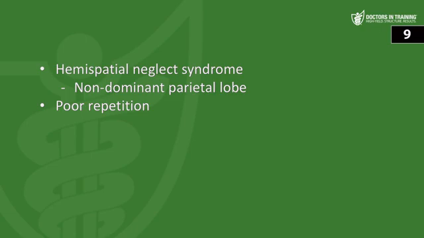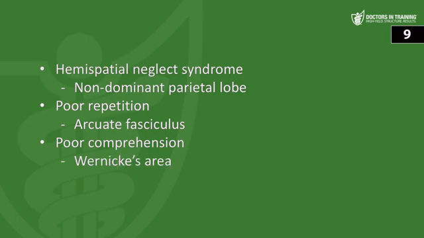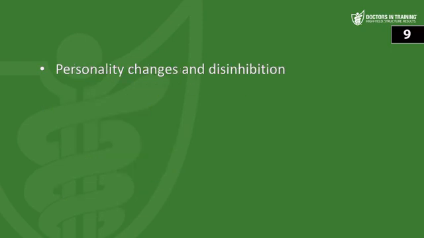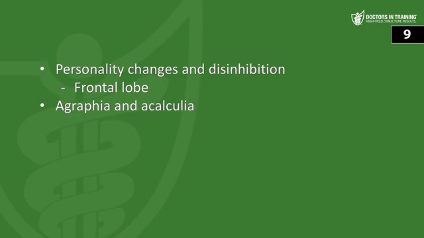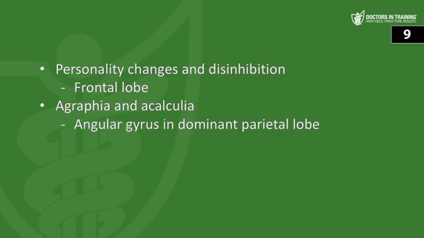Poor repetition is conduction aphasia due to a lesion of the arcuate fasciculus. Poor comprehension is a lesion to Wernicke's area. Poor verbal expression is a lesion to Broca's area. Personality changes and disinhibition is a lesion of the frontal lobe. And agraphia and acalculia is a lesion to the angular gyrus on the dominant parietal lobe, which is typically the left parietal lobe. Remember, this is called Gerstmann syndrome.